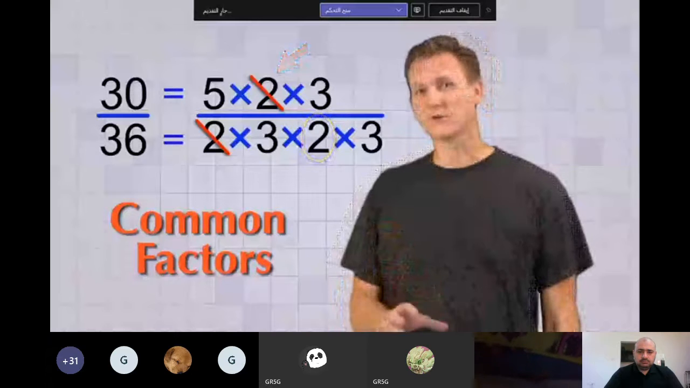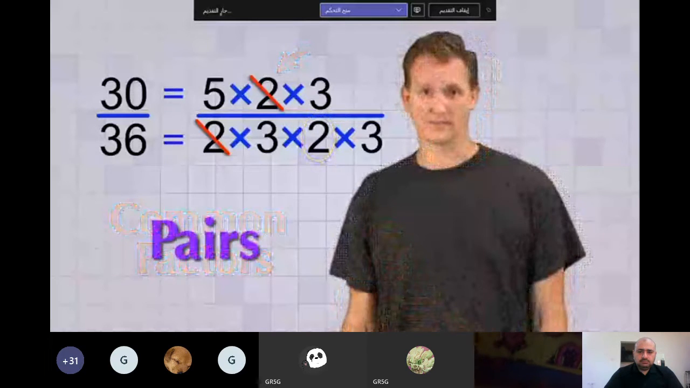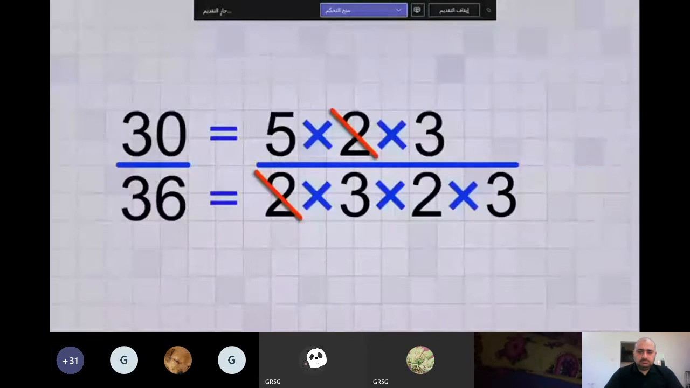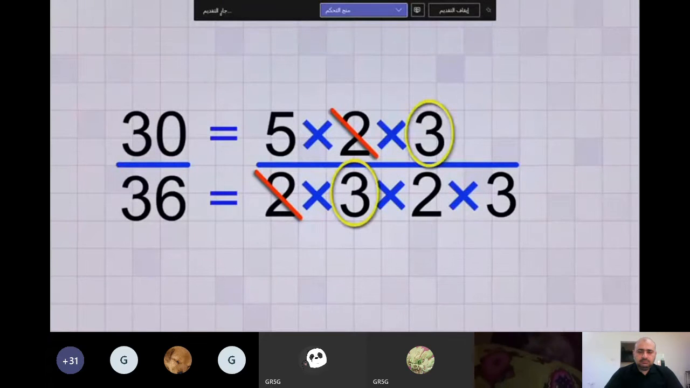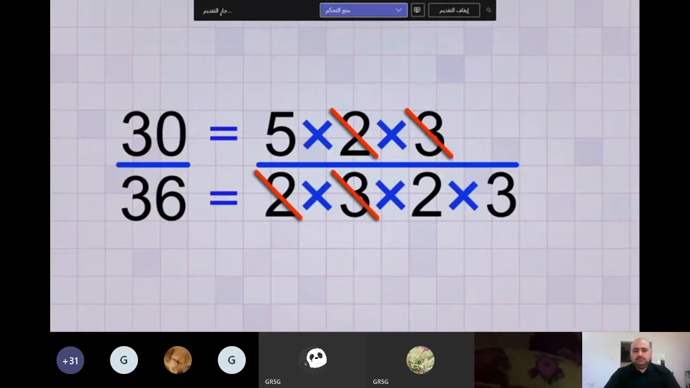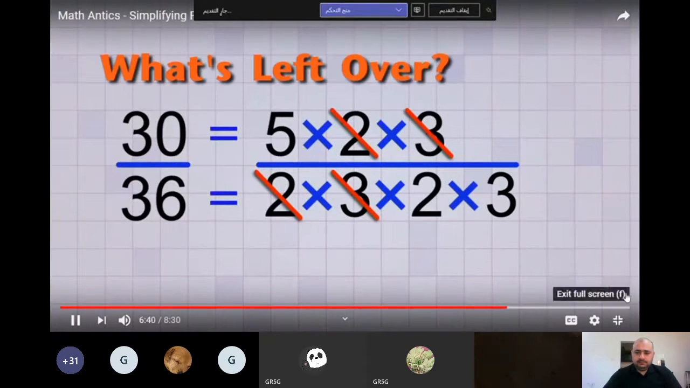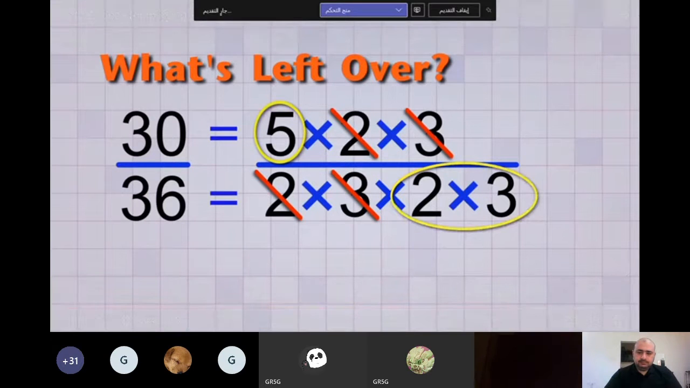Remember, you always have to cancel common factors as pairs. Now we can see that there's another pair we can cancel. There's a 3 on both the top and bottom, so we can just cross those out. Okay, that's all the common factors we can cancel. So now all we have to do is see what's left over. We have a 5 on the top and a 2 times 3 on the bottom.